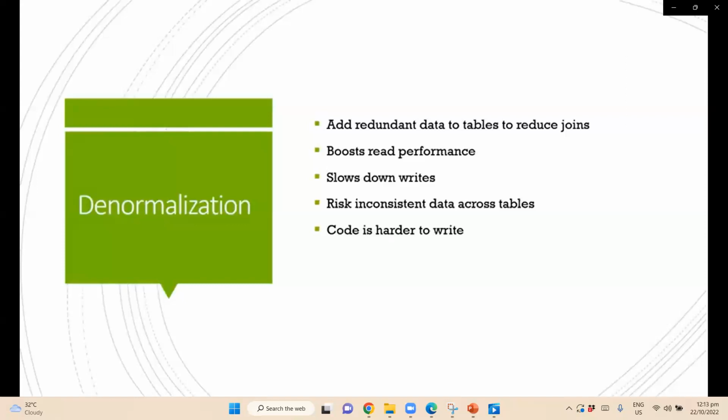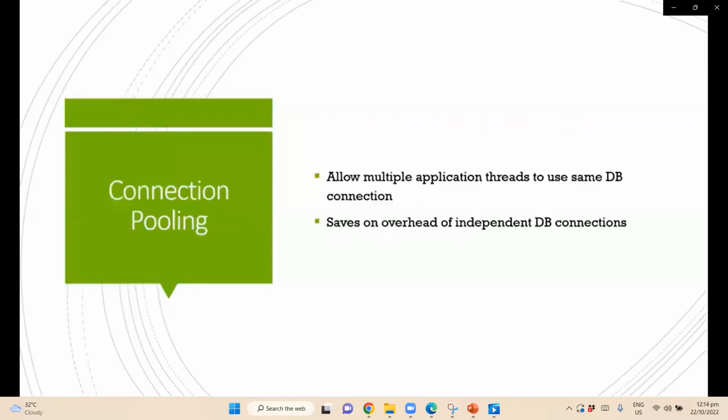The other factor is that the code becomes harder to write because you have to deal with that situation where you're not only writing to one table, but you have to update that data in every place that column is now located. Usually that's abstracted away by some sort of library, but somebody has to create that library to handle that.